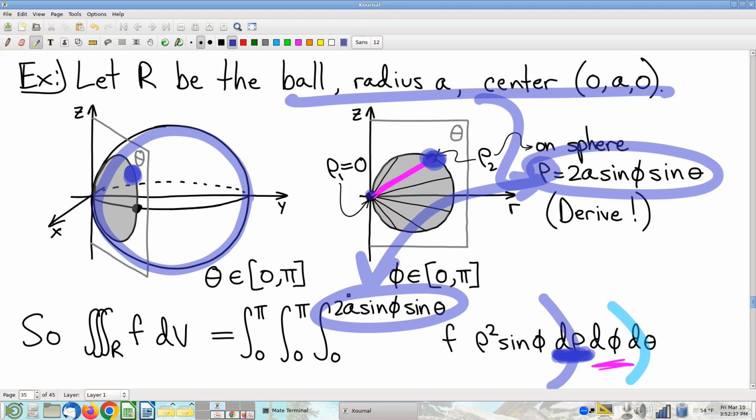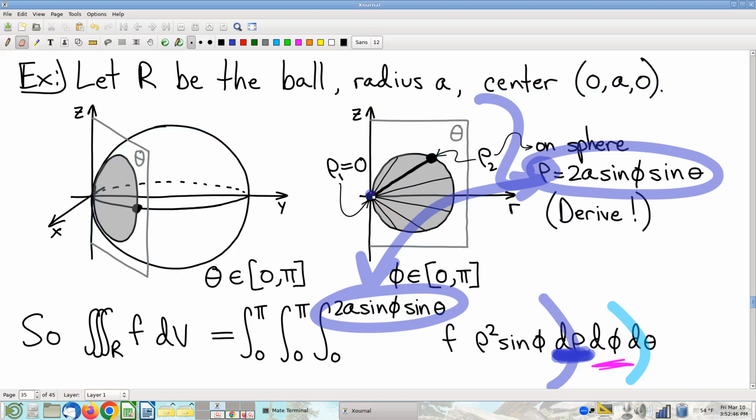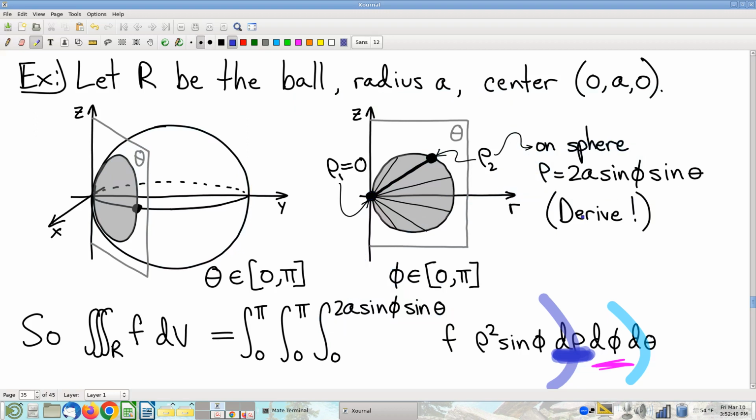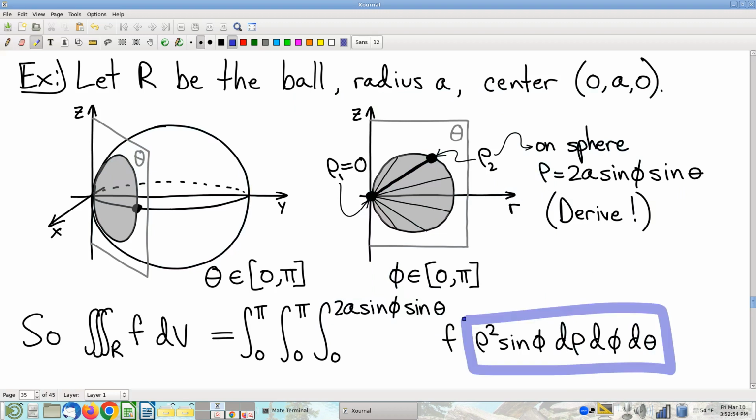Okay. So the geometry is different in every example, and there's countless examples, of course. But this process that we're talking through here is always the same. The differential is always in the same order. Notice, by the way, I wrote this down all at once, all at the same time, therefore ensuring I wouldn't forget my rho squared sine phi.